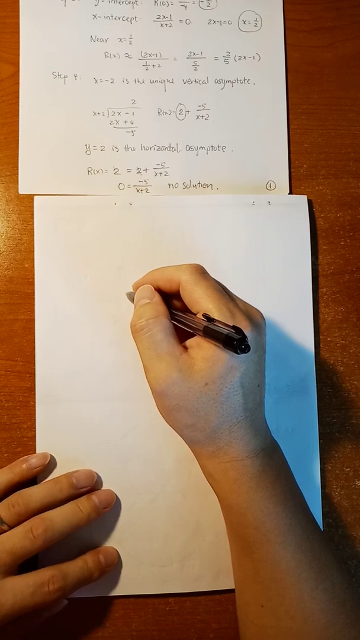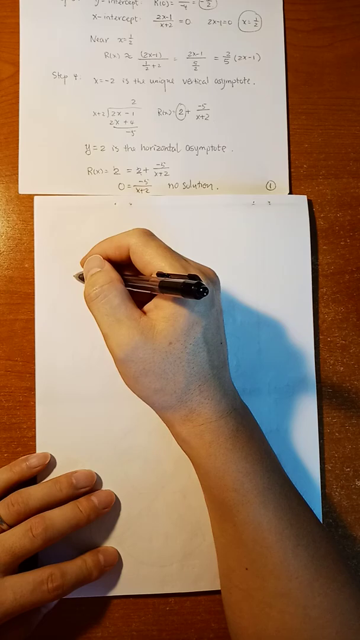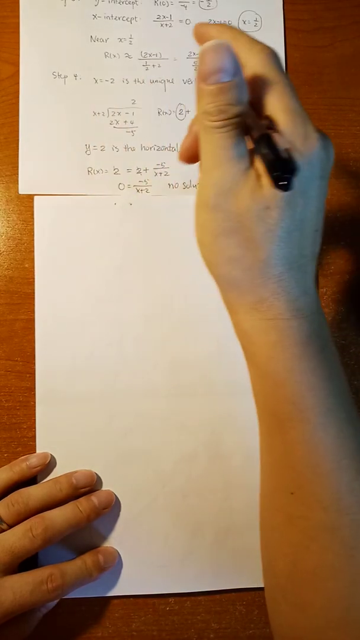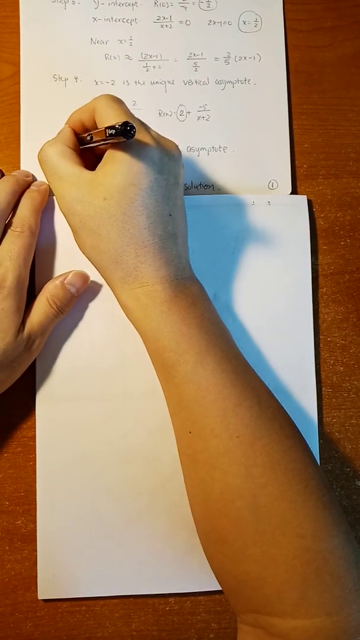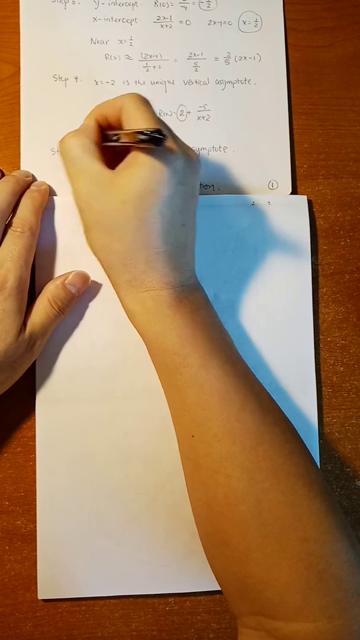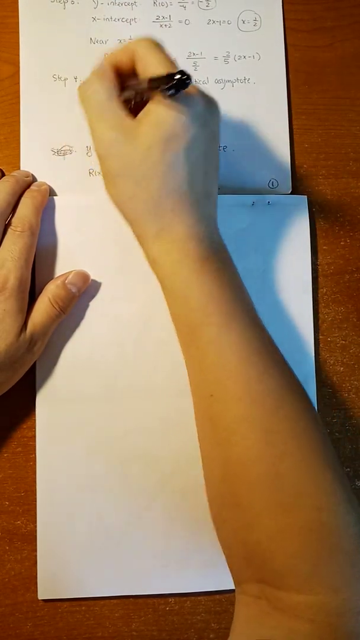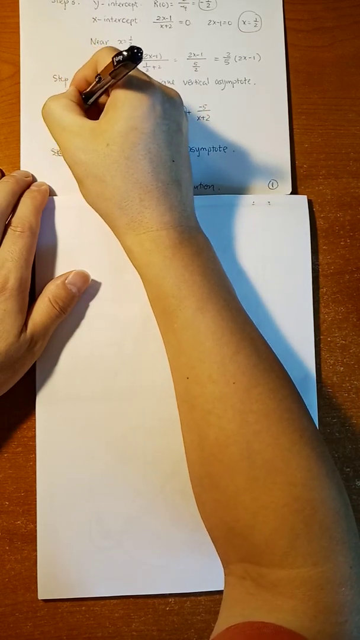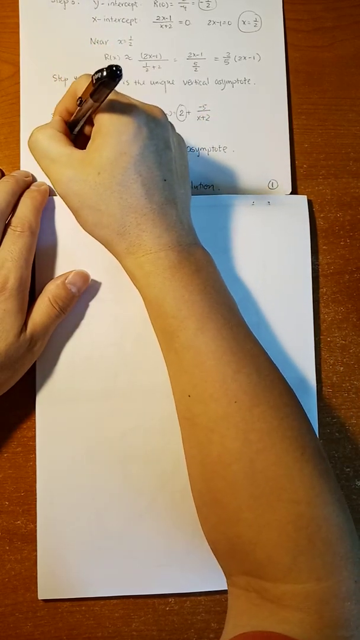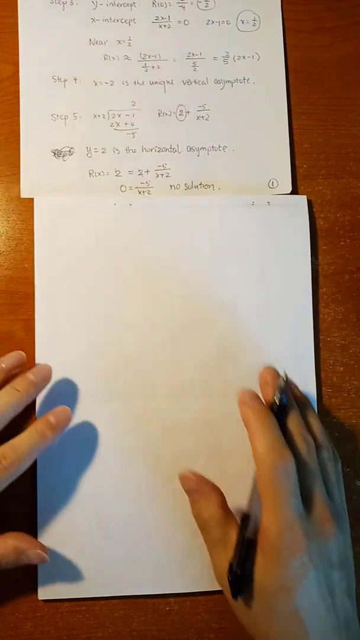Step 6. No, this is step 5. Yeah, this is step 5. Step 4 is about the vertical asymptote. Step 5 is the horizontal or slant, oblique, asymptote.